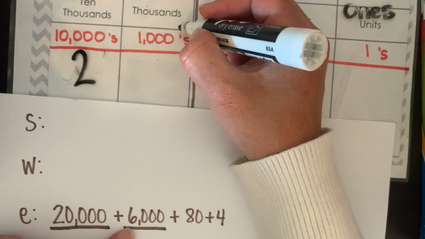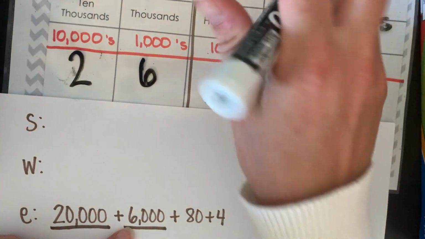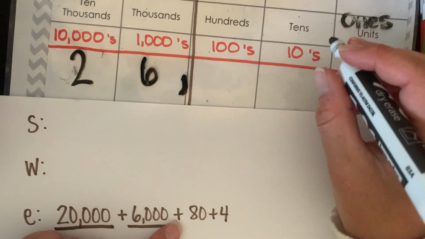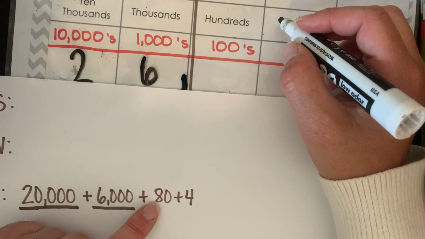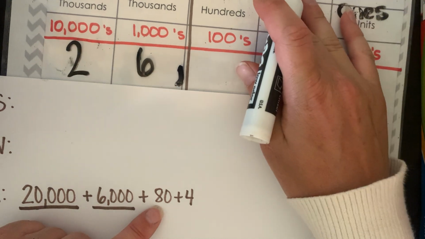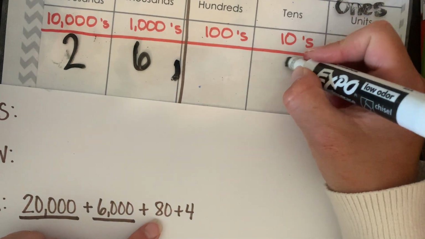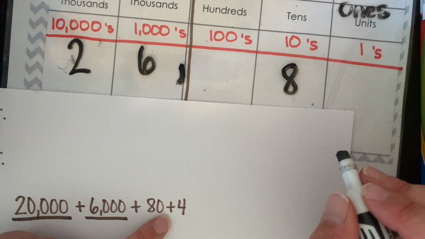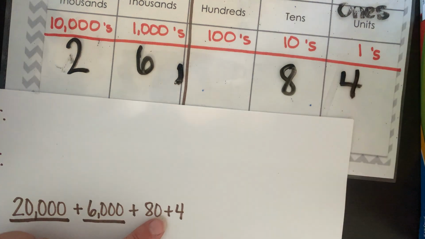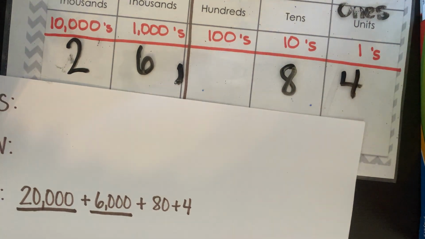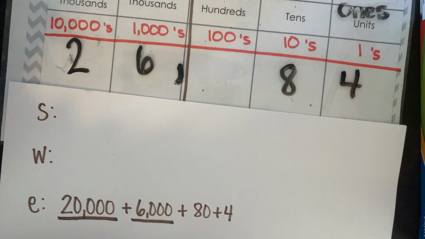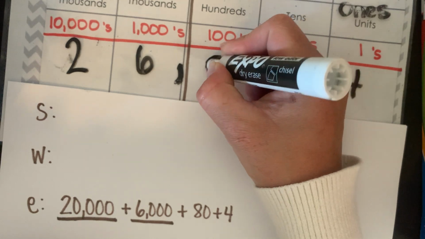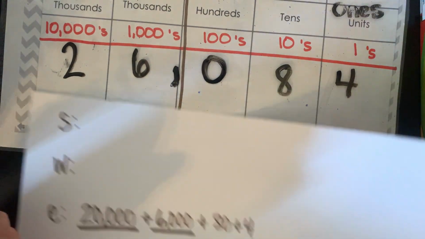Next, I have 6 in my thousands, followed by my comma. Now, how many hundreds do I have? Well, this says 80. So that doesn't say 800. So where would 80 go? That has a value of 8 10s, 80. And then I have 4 1s for 4. So notice that I never had a place value here that represented the hundreds place, which means I don't have any value there.